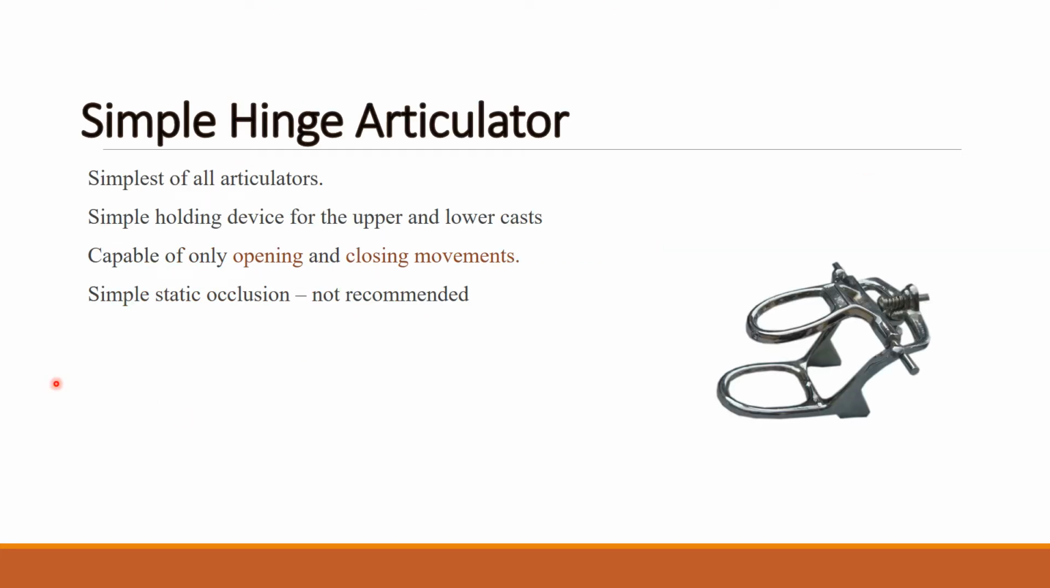Okay, coming to the simple hinge articulator. So you can see an example here. These are the simplest of the articulators. It actually just mimics the hinge movement or a hinge axis. So it basically does the opening and closing movements. That's all. So it's a simple holding device for the upper and lower cast. So it just holds the upper and lower cast as it is. And what is not recommended is the simple static occlusion.